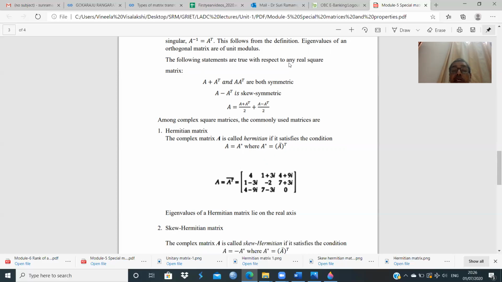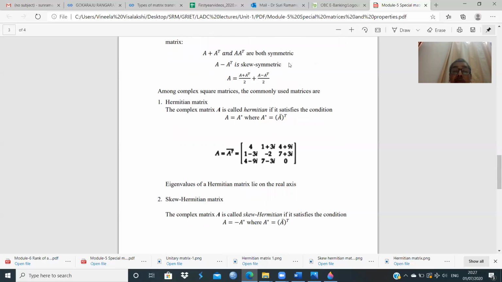Analogous to the symmetric, skew symmetric and orthogonal matrices, we have in the complex case the Hermitian, skew Hermitian and the unitary matrices. The only thing is the elements in this case will be complex numbers. So let us talk about a Hermitian matrix. A is called Hermitian when A is equal to A star, where A star comprises conjugation followed by transposition. So this is an example where A is equal to A conjugate transpose.